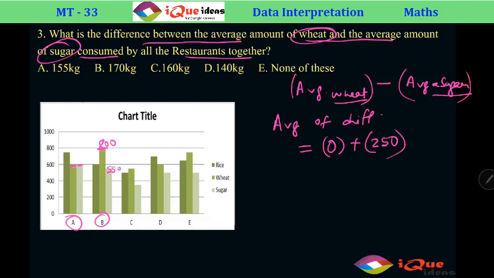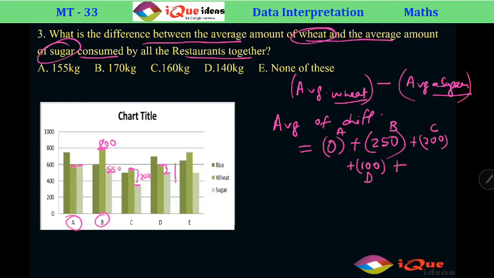Then in case of C, you see carefully, the difference is around 200, right? Wheat is 550, and sugar is 350. So 550 minus 350, that is 200, right? So this was A, this was B, this was C, and we are taking only the differences. Then for D, what is the difference? The total is 200, so this difference is 100, right? So wheat minus sugar, for D, it is 100.